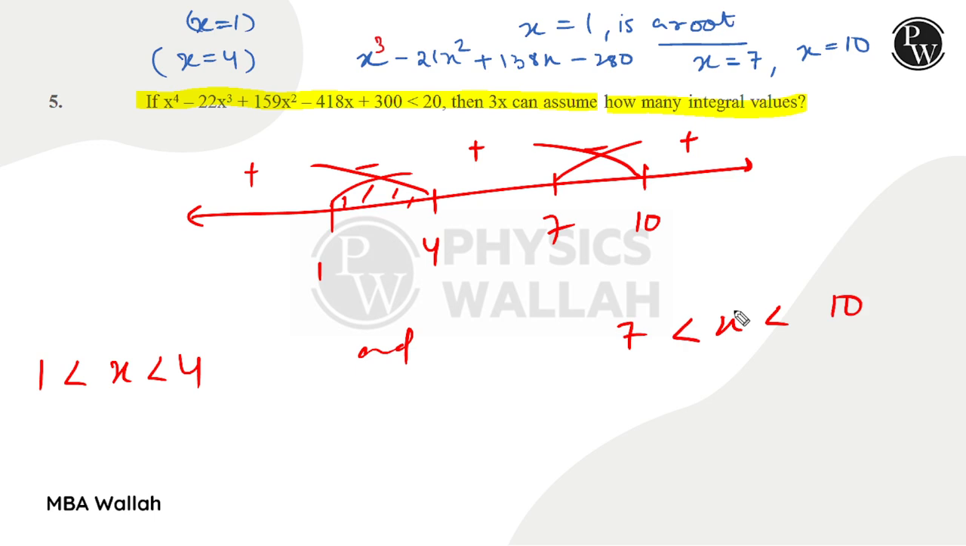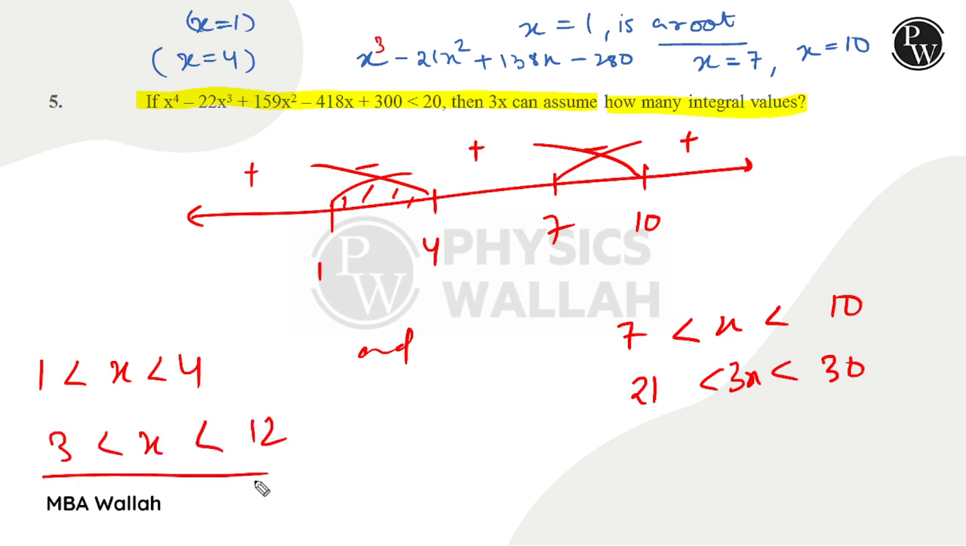But typically we are looking for 3x. So this will be 3 and 12, and 21 and 30. How many values will you get? From 4 all the way till 12 and from 21 all the way till 30. You can either count like that or directly add them. So they are actually going to be 16 values. So 16 is the answer to this question.